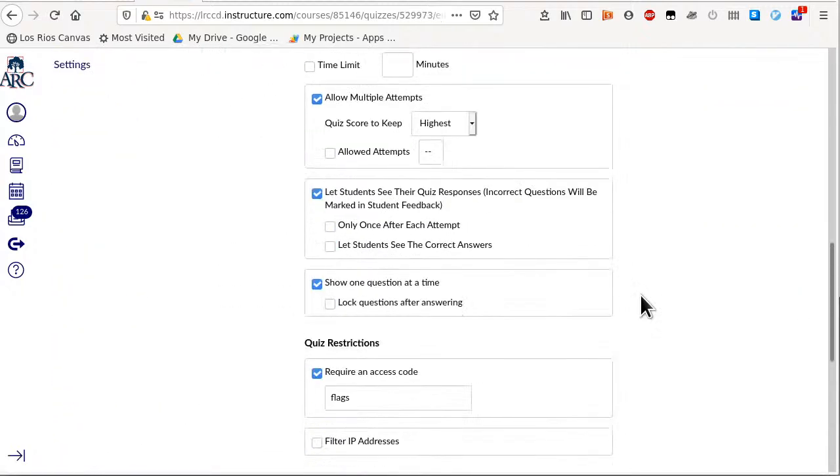All right, so the flags is the passcode. I will put it into Canvas here. There we go. And I will pin it. And there we have it.